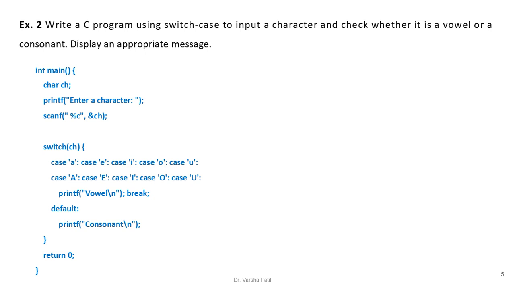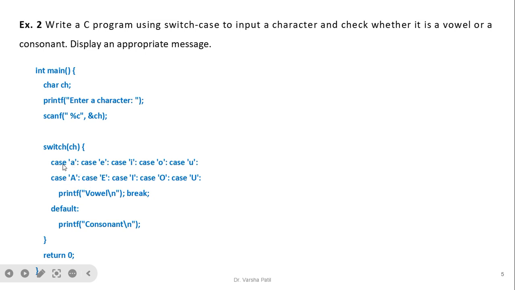Write a C program using switch case to input a character and check whether it is vowel or consonant. Display an appropriate message. So we are accepting the character. Now for vowels, it may be A, E, I, O, U, small case or capital case. So we can write down case A colon.